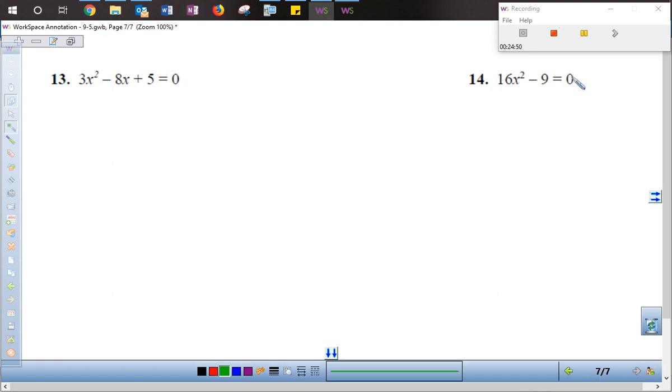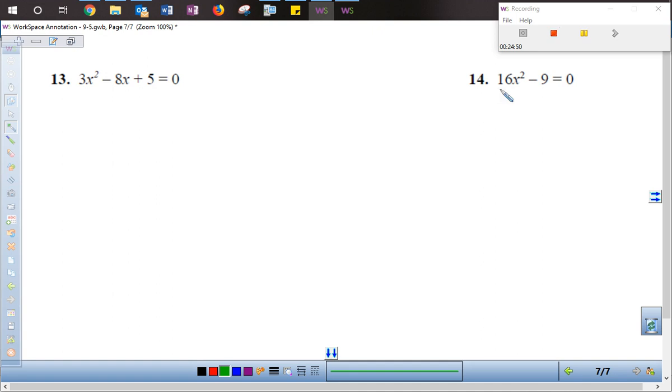On number 14, first of all, it's set equal to 0, so we're good to go there. The first thing I want to look for is a greatest common factor. So 16 and 9 don't have a greatest common factor that I can take out. The next thing I need to check is how many terms does it have. So 16x squared minus 9 only has 2 terms, which means I want to see if it is a difference of squares. So a difference of squares has to have 2 terms that are both perfect squares, and it has to be separated by a subtraction sign.